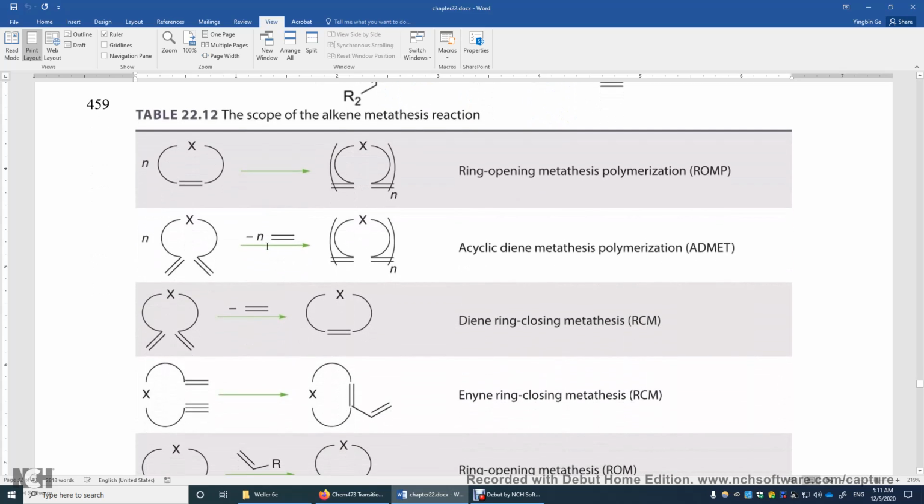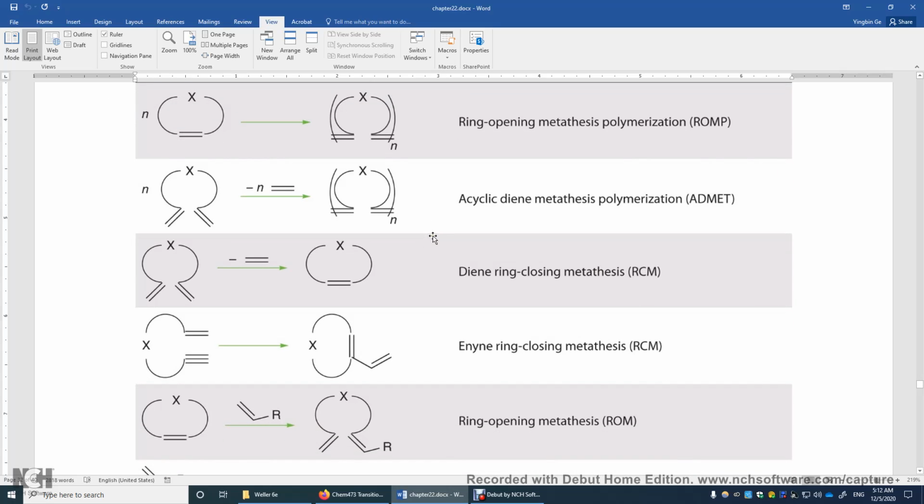These kinds of reactions are very useful. I'm showing you a few examples. This is table 22.12 in Inorganic Chemistry by Weller et al. So you can take a look at those reactions. Again, you have two alkenes that exchange their functional groups in those reactions.